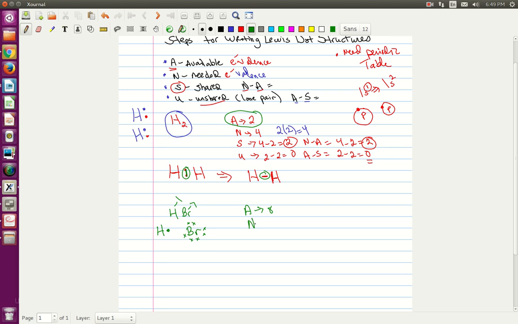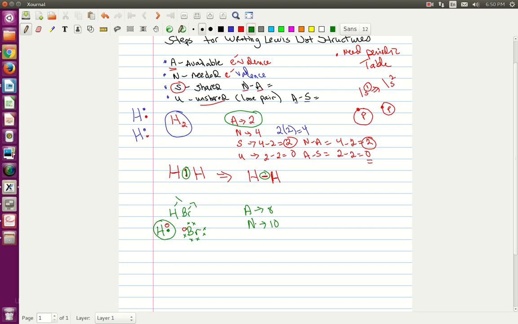How many electrons do we need to complete this? Well, bromine needs 8 and hydrogen needs 2, so that's 10. We need 10 altogether, okay? Bromine needs 8 to make its octet, and hydrogen needs 2 to fill its 1 energy level. See, it has a hole right there, and maybe I'll put a circle where the hole is, and then bromine has a hole right here. So that's how many we need.